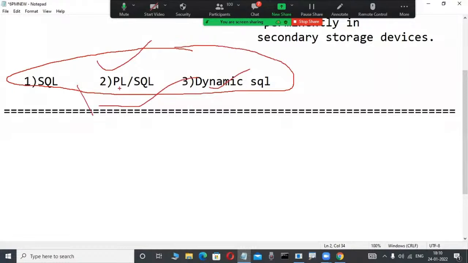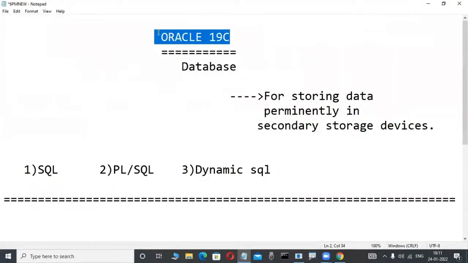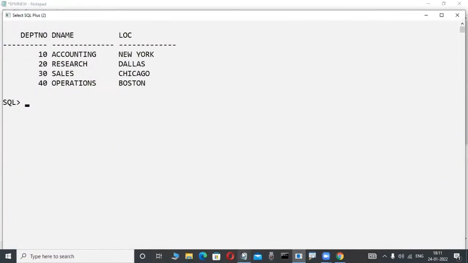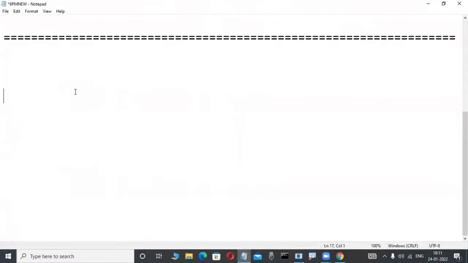Through these languages we are operating these types of products. Okay, otherwise the Oracle product, in your company. Up to this point I told in the previous classes. Now concentrate here.